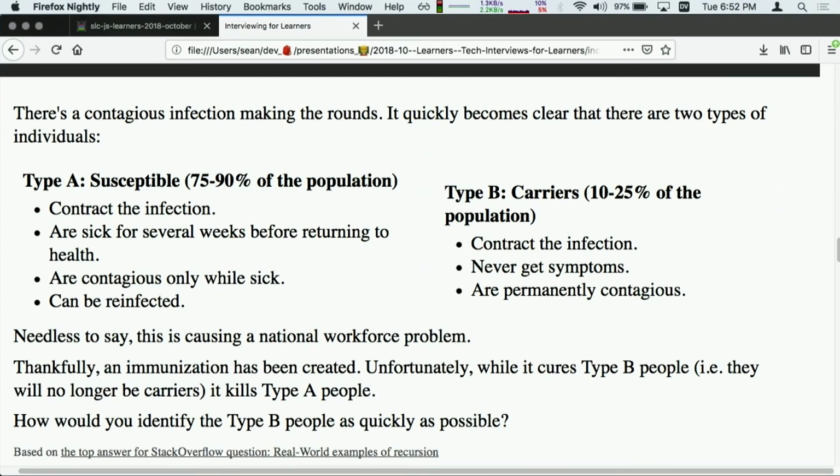I did base this question on a Stack Overflow question. So there's a little bit of an interesting differentiation there. I tried to make it a little bit more simple.